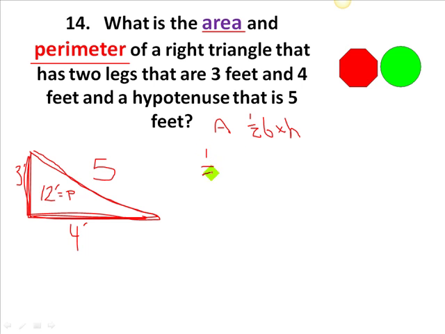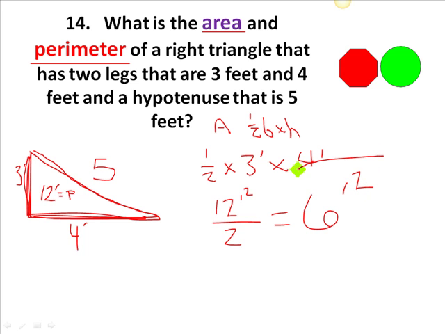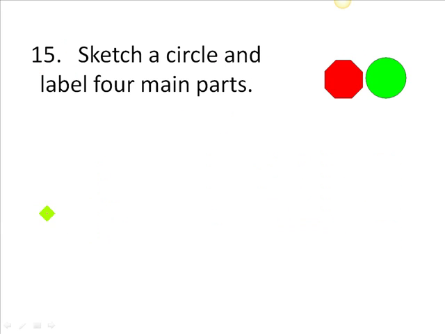So I have 1/2 times 3 feet times 4 feet, and so 3 times 4 is 12. So I have 12 feet squared, because I'm multiplying feet times feet, and that's all divided by 2. If I multiply times 1/2, it's the same thing as dividing by 2. And so I wind up having 6 feet squared. That's my area. Number 15. Click on the stop sign.